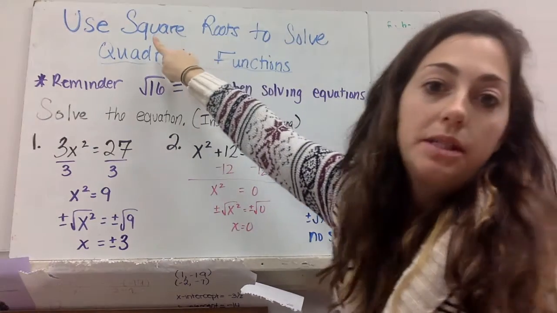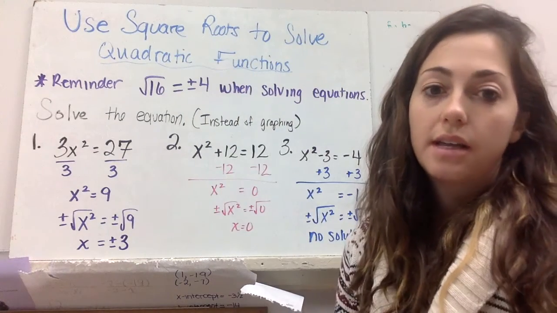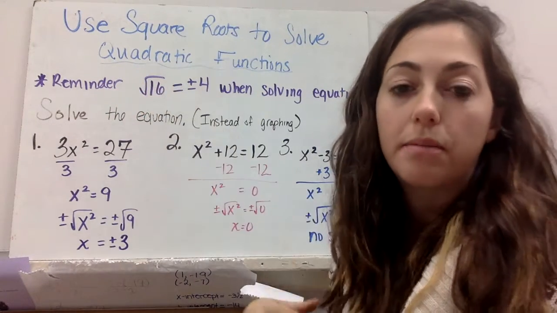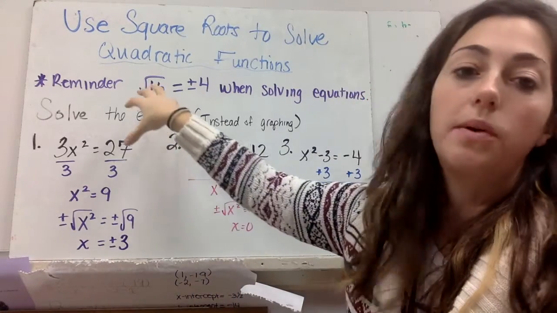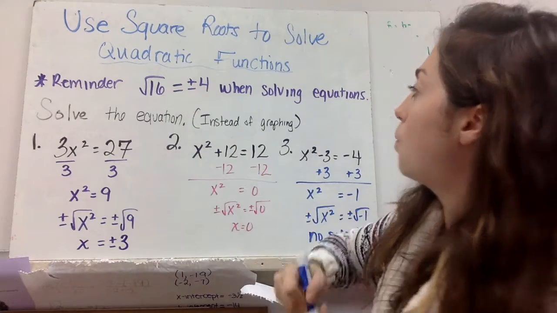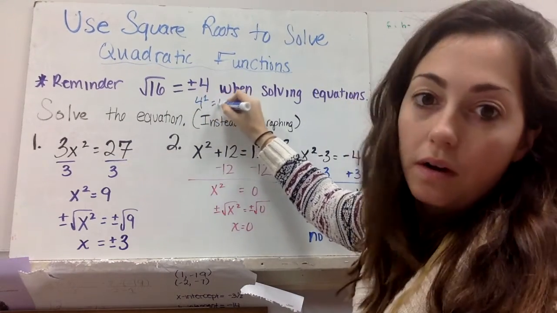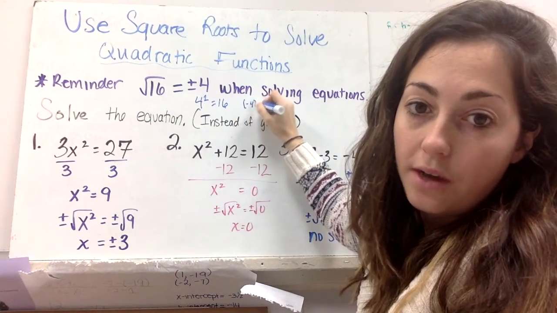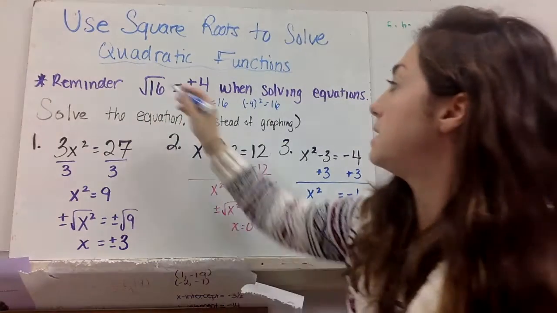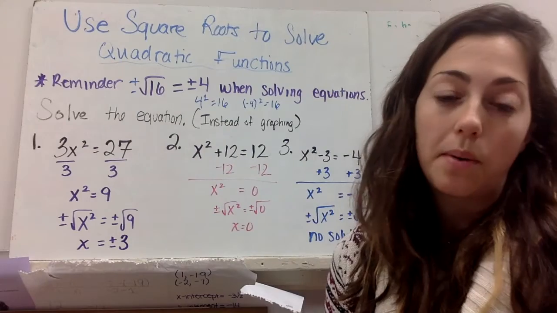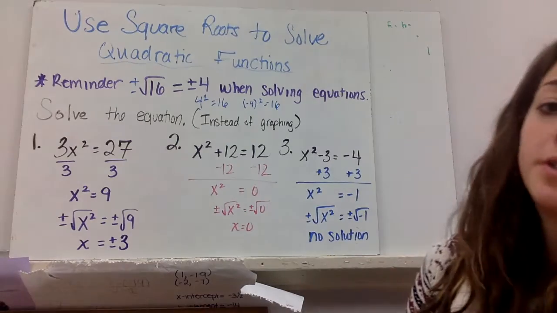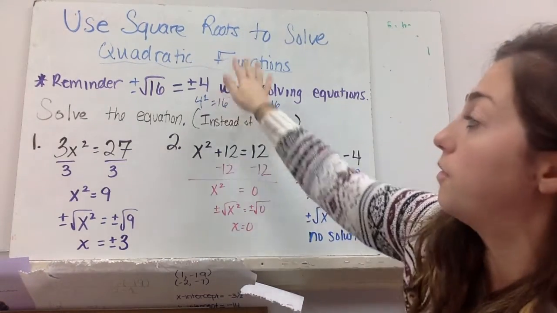Hello, today we're going to use square roots to solve quadratic functions. So I just want to remind you of something. When you're solving equations and you take the square root of something, you have two different answers. Like the square root of 16 when solving an equation is both positive 4 and negative 4, because if you do the opposite, 4 squared is 16, and also negative 4 squared is 16. So when you take the positive and negative square root of 16, you get positive and negative 4.